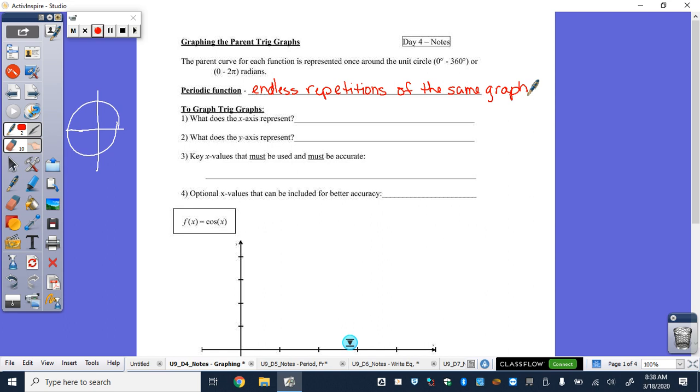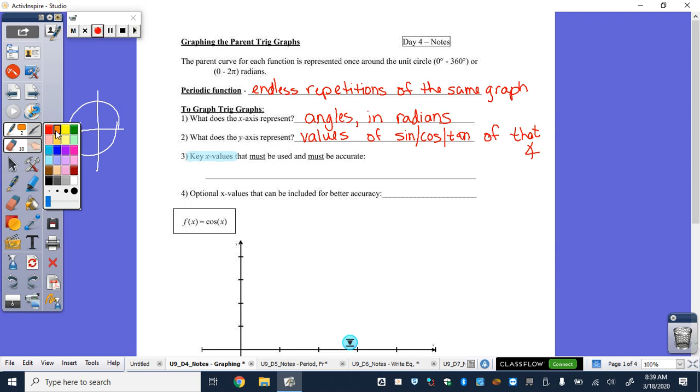So with our trig graphs, the x-axis represents the angles, and those are going to be in radians. And then the y-axis represents the values of sine, cosine, or tangent of that angle. So whatever angle you're dealing with, whether you're looking at the sine, cosine, or tangent curve, that's what the y is representing, the value you would get if you took sine of 90 or sine of 35, whatever angle. So with our trig graphs, we have what we call key values.